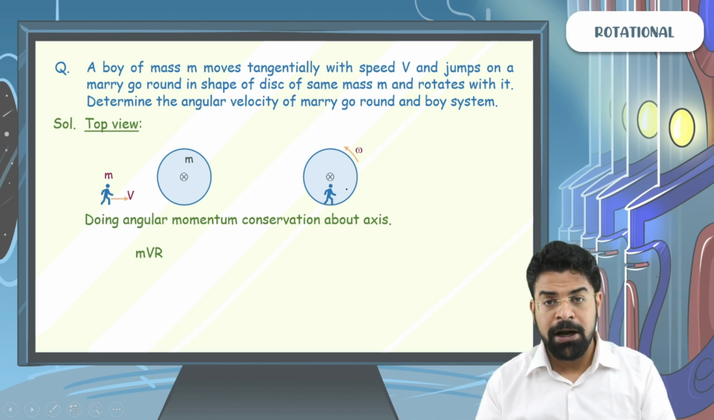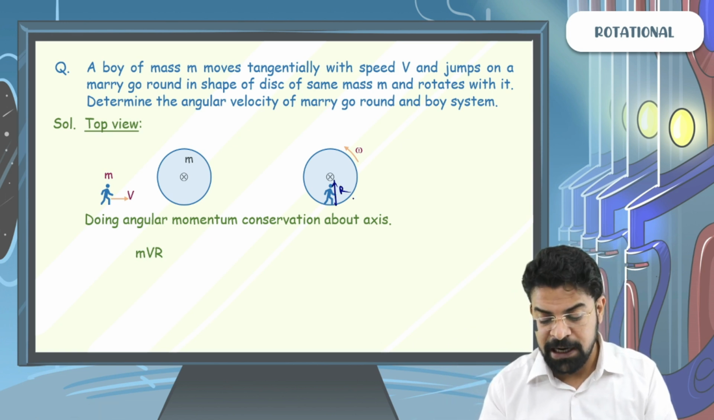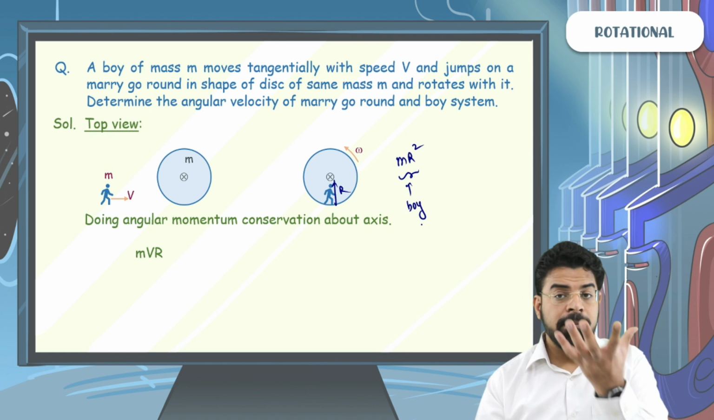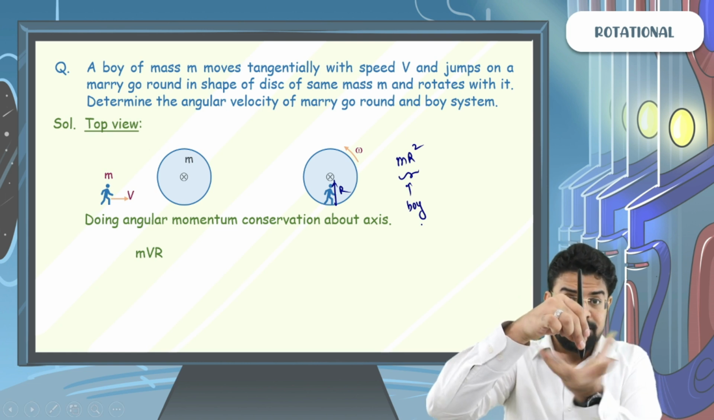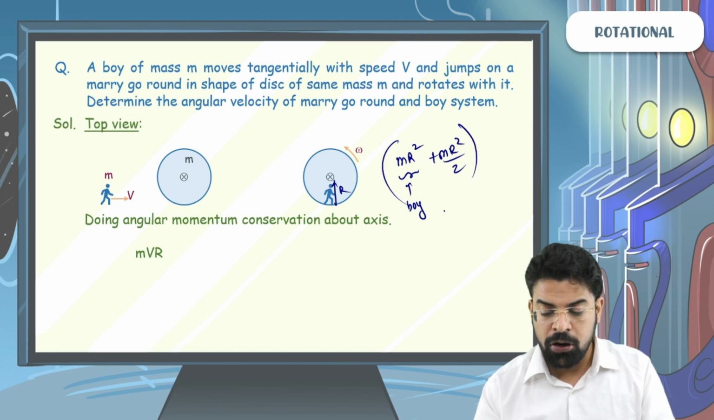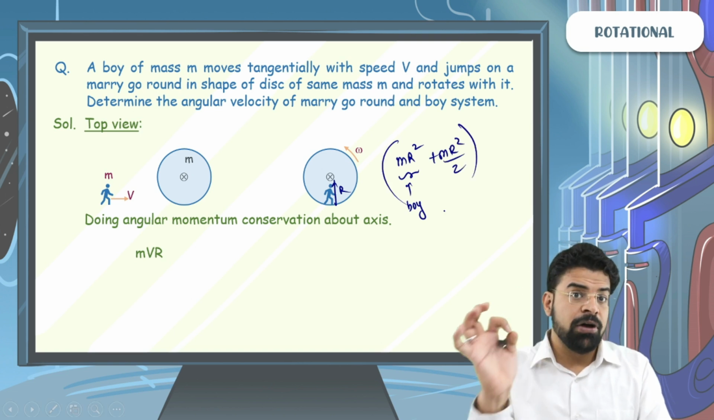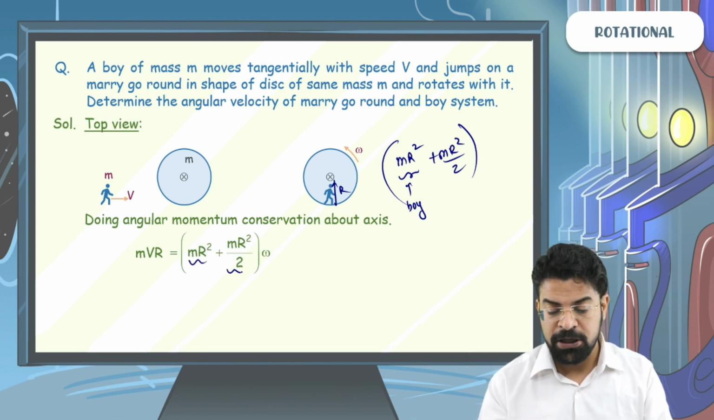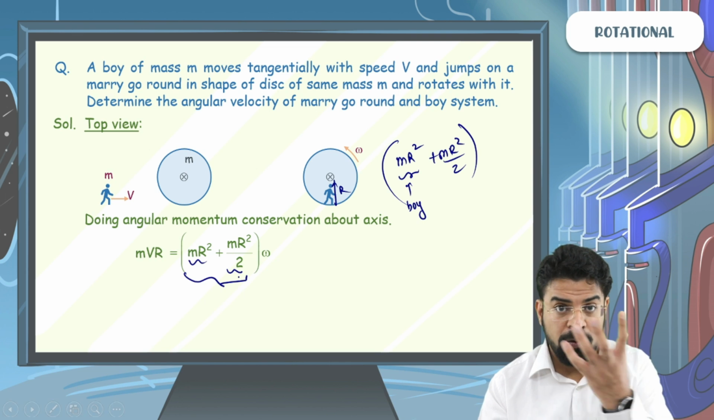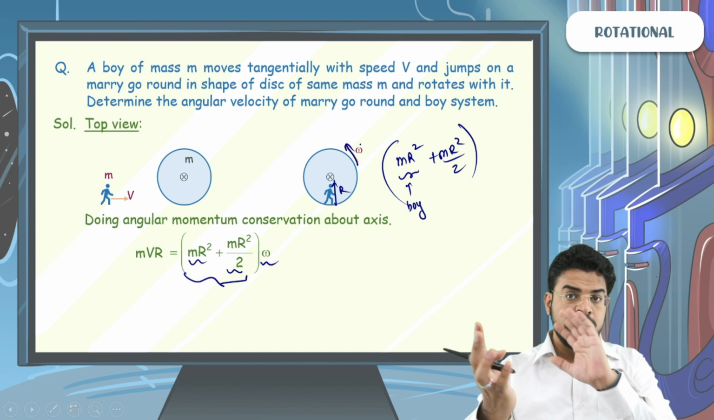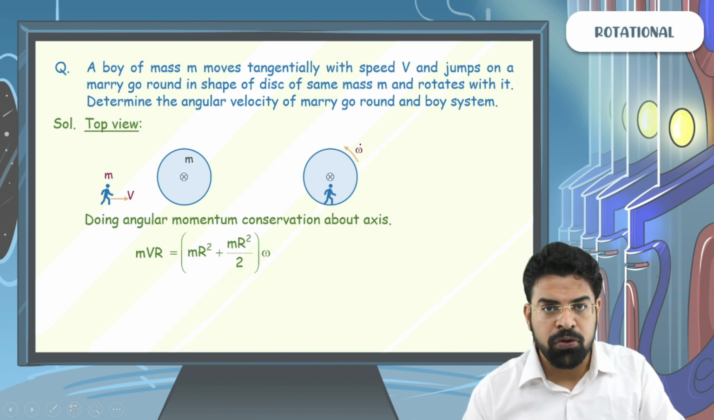Their combined moment of inertia will be: the mass of the boy is at distance r, so that will be mr square. This will be the moment of inertia due to the boy. And due to the merry-go-round assumed as a disk, its moment of inertia will be mr square by 2. So the overall moment of inertia is mr square plus mr square by 2, which is 3mr square by 2. So this has to be equal to mr square plus mr square by 2, the moment of inertia of the whole combined system, times the angular velocity with which this whole system will move. Now once this is done, you can find out omega easily.